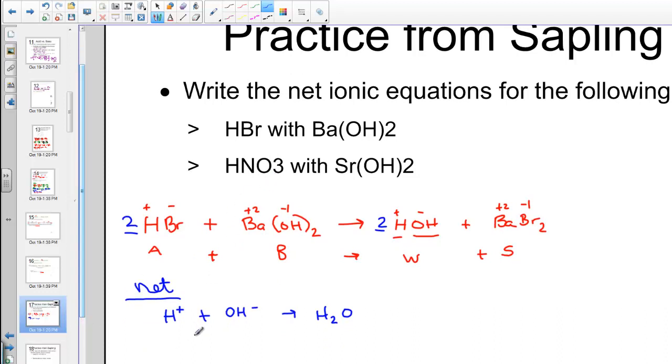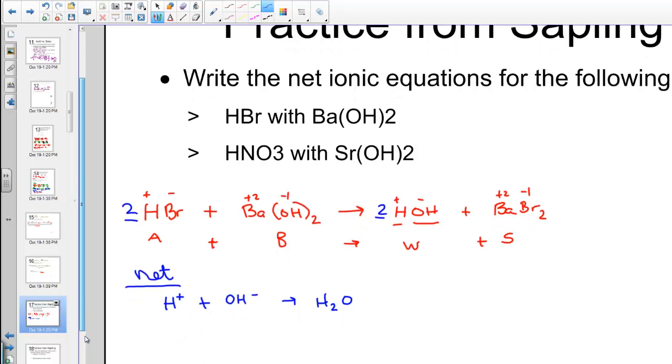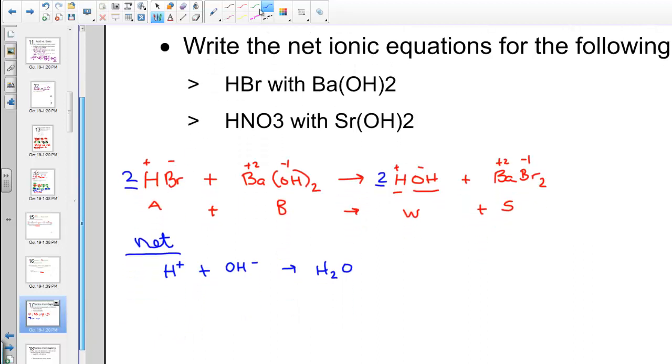How about HNO3, nitric acid, with strontium hydroxide? So again, we see a very similar pattern, don't we? We have HNO3, which is called nitric acid, with strontium hydroxide.